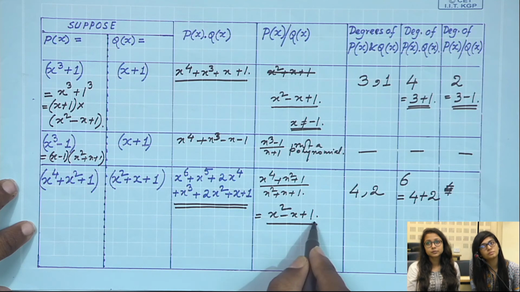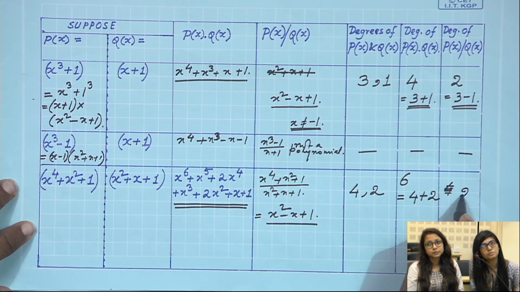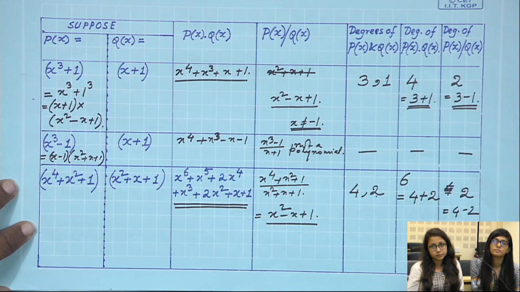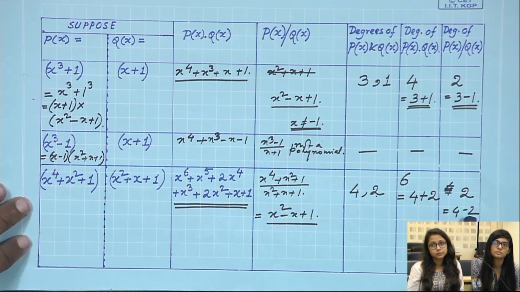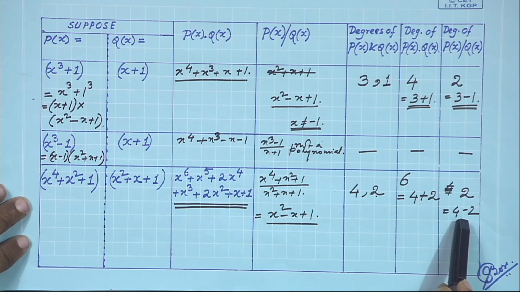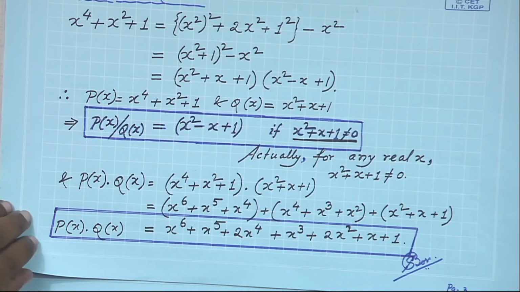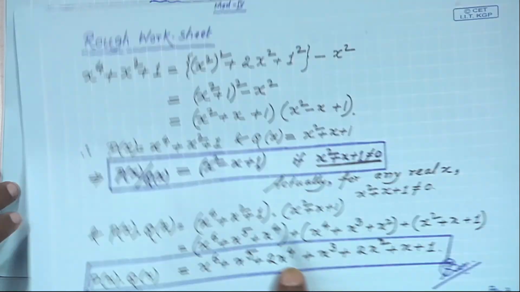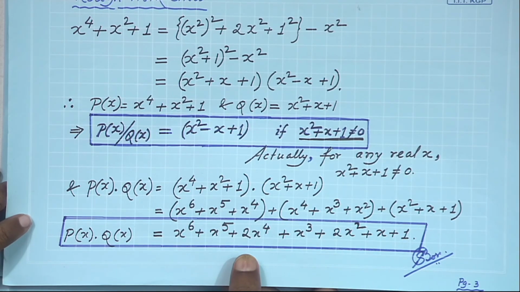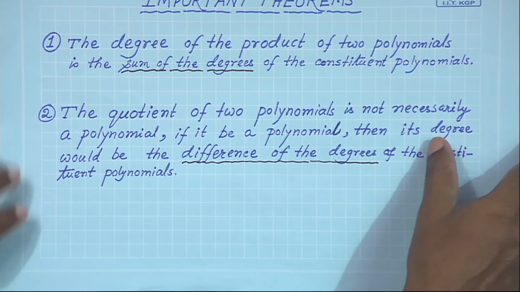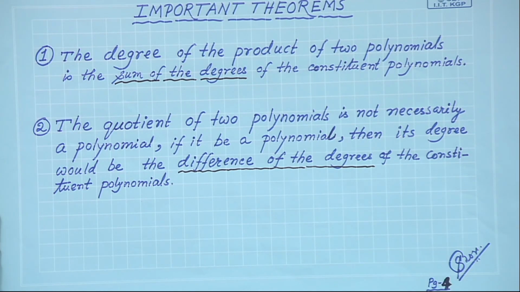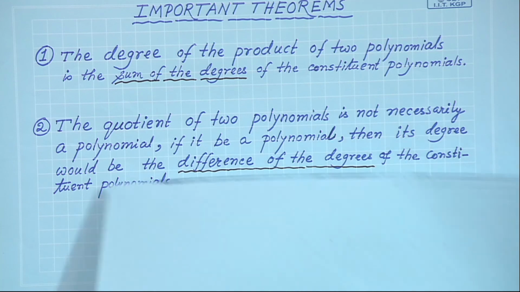For the degree of Px by Qx, that is x square minus x plus 1, it is 2. If we subtract this 2 from 4, then we are getting this 2. Therefore, this 2, that is the degree of the quotient of Px and Qx, is the difference of the degrees of Px and Qx. Now, we are getting two important theorems. This was the rough worksheet where Px into Qx and Px by Qx was done. Two important theorems. Now, I am suppressing the second one.